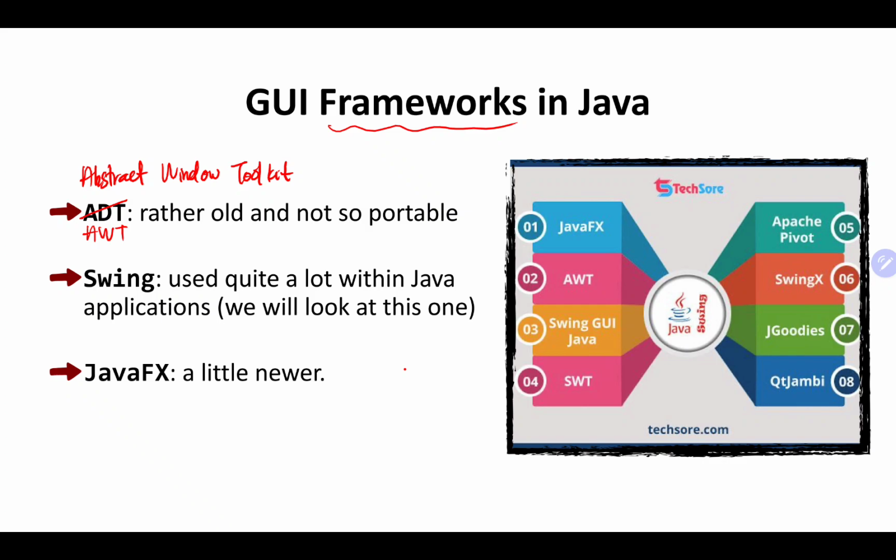And then the next one is Swing. Swing is used in Java quite a lot, and it is built on top of AWT, and its components are fully written in Java. We also have another one, which is JavaFX. This one is a little newer, where we use a more modern GUI toolkit for Java.